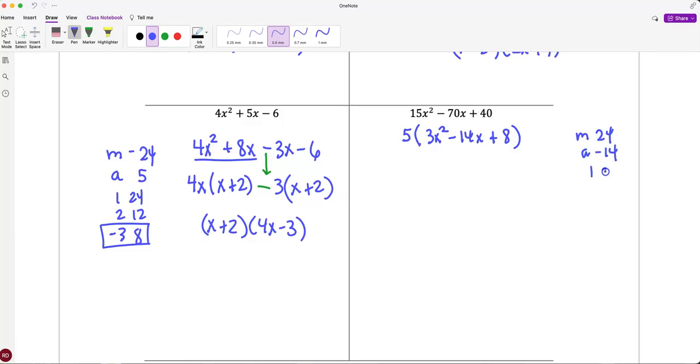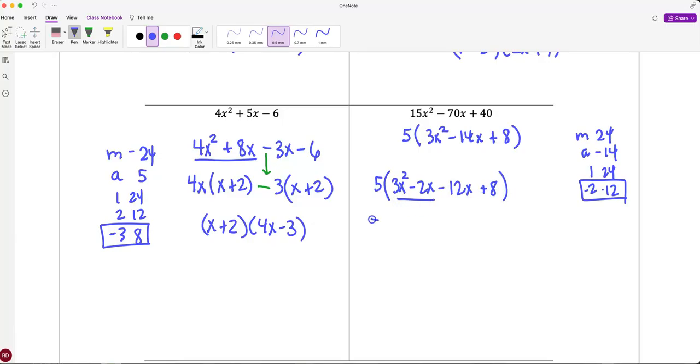So what, 1 and 24, 2 and 12, and that's going to be it. If both those numbers are negative, they multiply to 24 and they add to negative 14. So this is 5, and then you've got 3x squared minus 2x minus 12x plus 8.